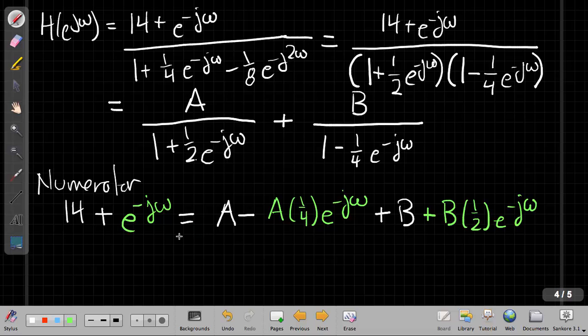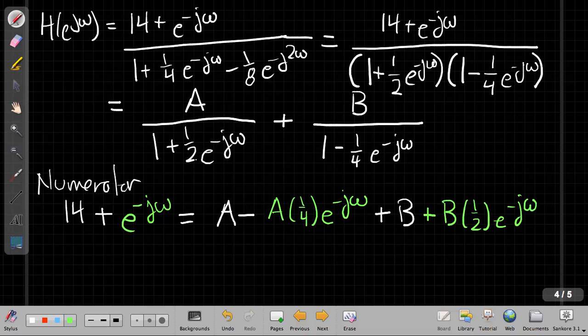And the reason for the colors here is to show that although this looks like one equation, it's really two equations hiding inside. Because for this equation to be true, all the constant terms have to work out, and all the e to the j omega terms have to work out. It looks like one equation, but it's really two, because I'm matching things term by term here. And so when I do that, let me pull this apart now.